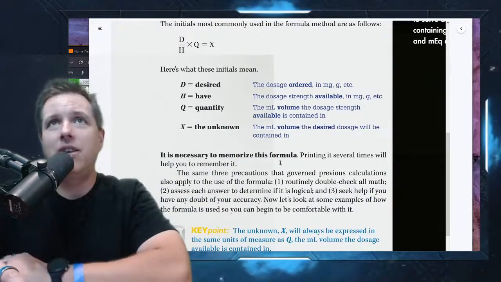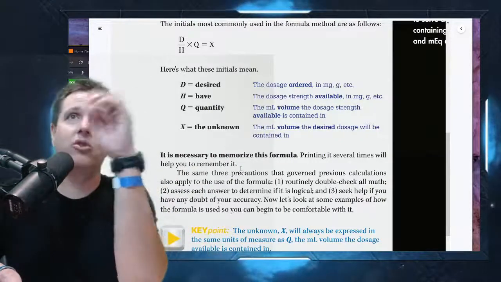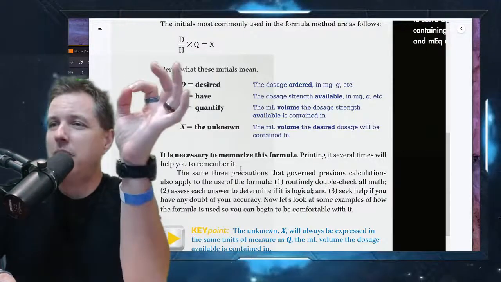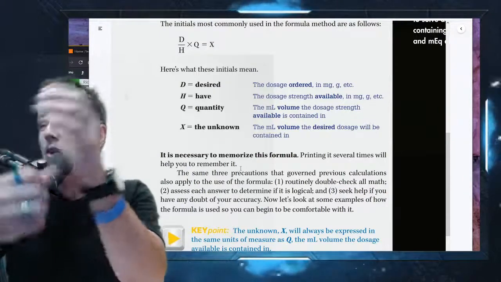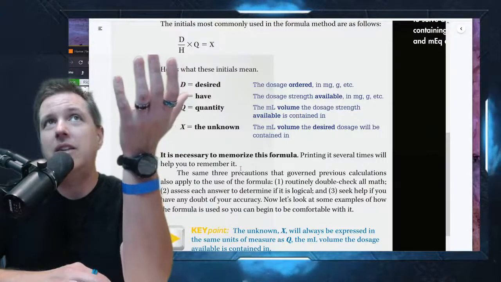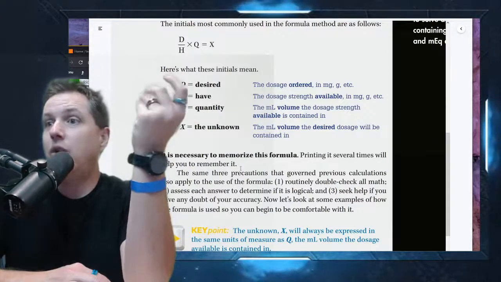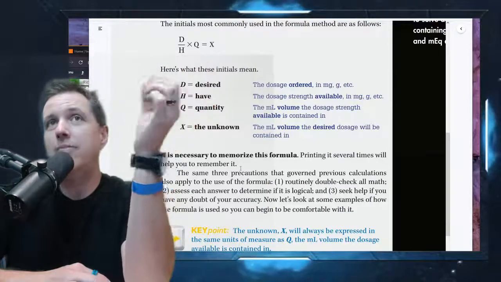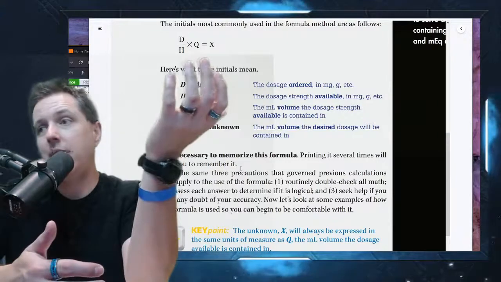They say it is necessary to memorize this formula. Printing it several times will help you remember it. That's actually true. So you want to know this formula. The fastest way to memorize a formula, like it says there, is just write it. Like write it 50 times. And people go, oh my gosh, 50 times. But if you think about that, you can probably write that thing in 5 seconds, right? So that means you could write it 12 times a minute, which means you could write it 50 times in a little over 3 minutes. If you say it each time that you write it, you'll have it memorized.